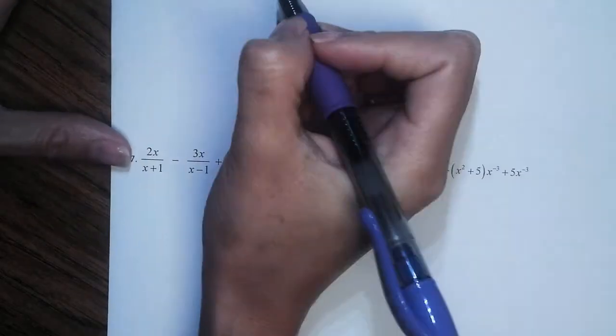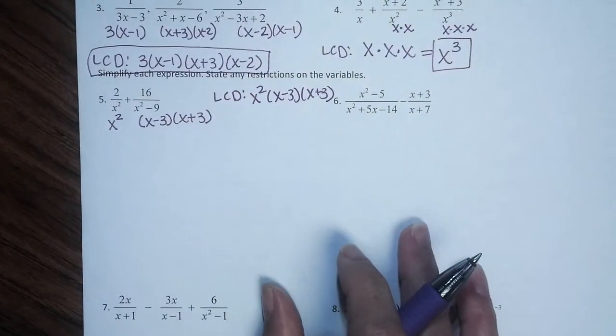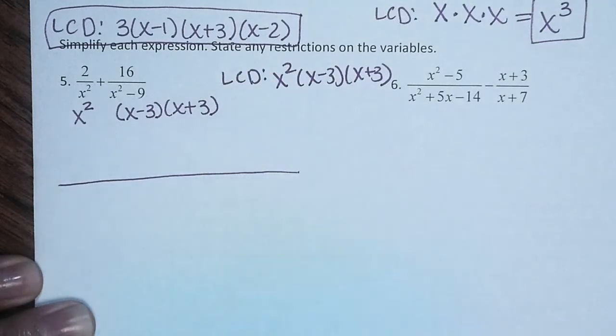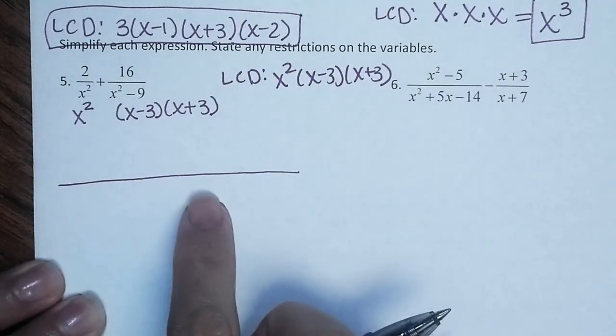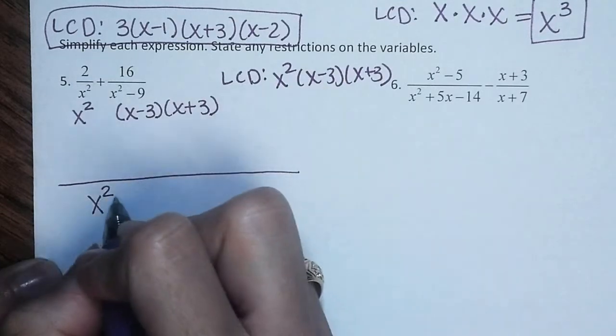So here's how I do it. What I like to do for number 5 is put a fraction here. I kind of just combine them all at once. On the denominator, I'm going to put my LCD, because that's going to be your common denominator.